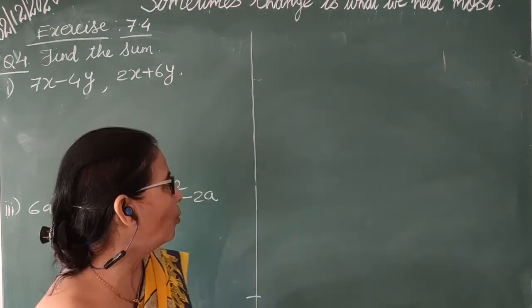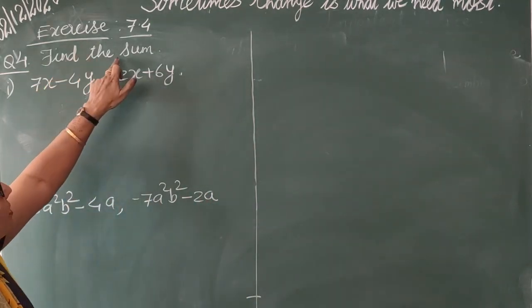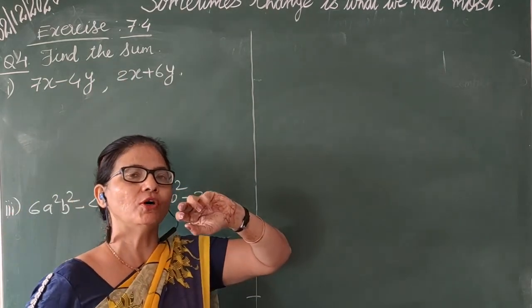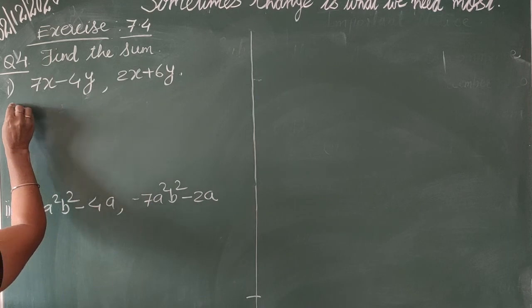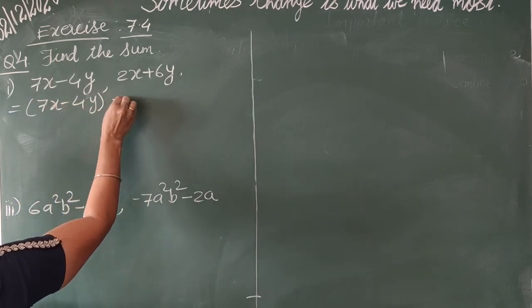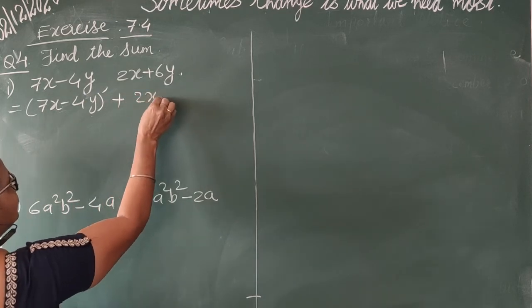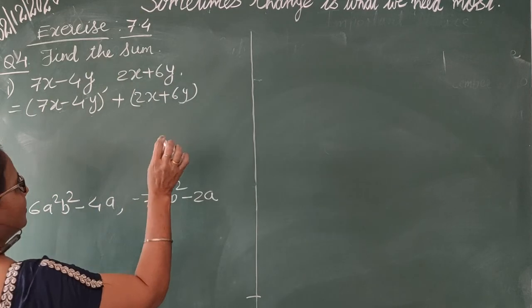Question number 4. Method is same, children. Now the question is find the sum. As you know, the meaning of sum is what? Add. You have to add these two. So first, already I told you what you have to do. You take bracket in this way and write here plus sign, so that we find the sum.